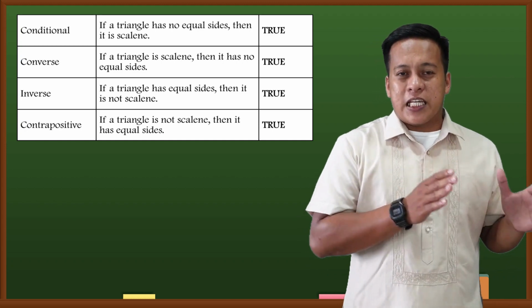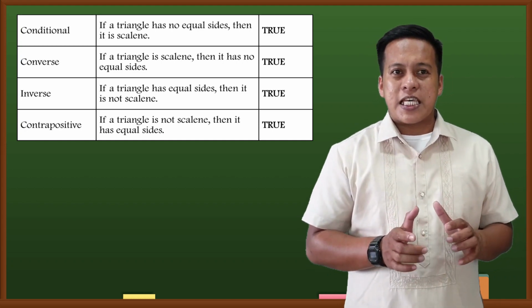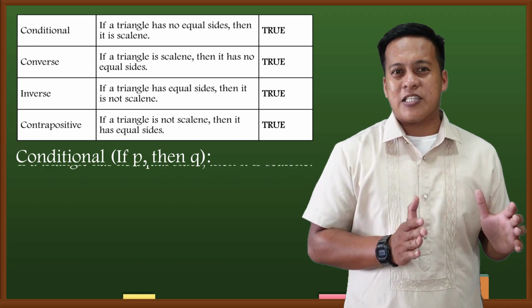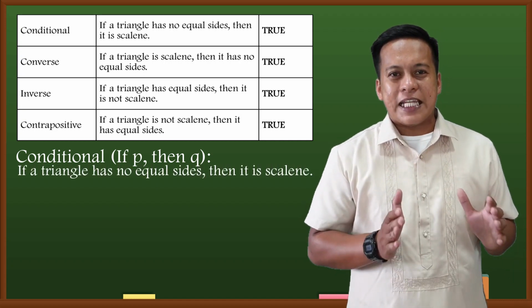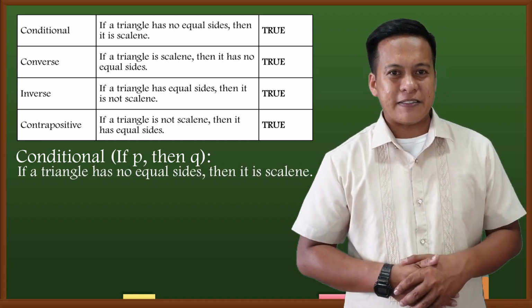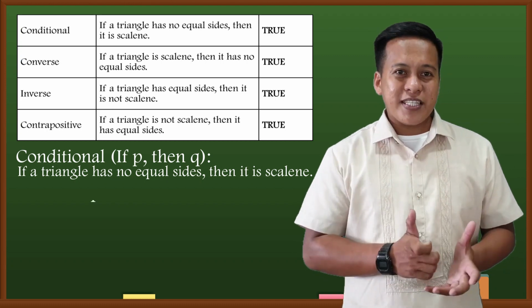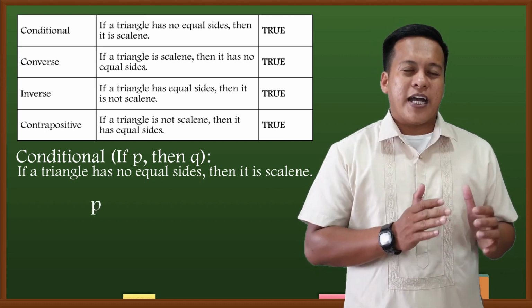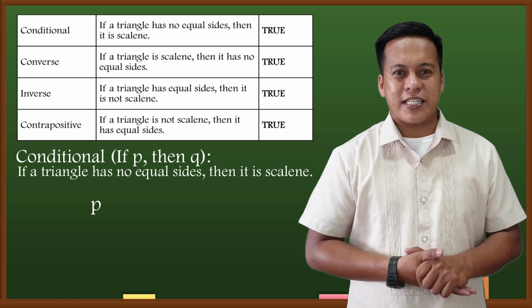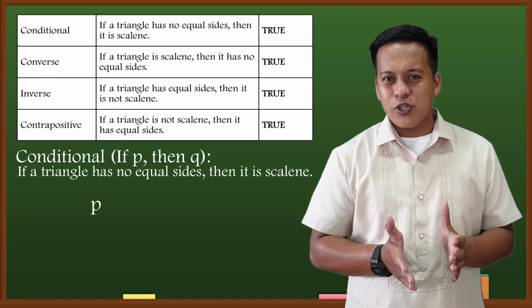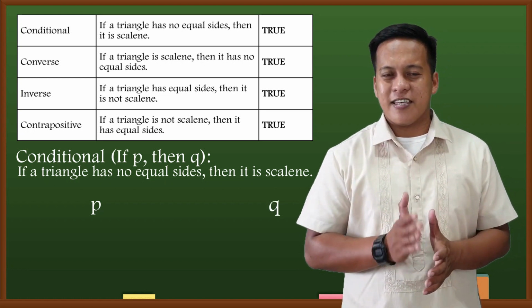Again, the given statement is, if a triangle has no equal sides, then it is scalene. The hypothesis is, a triangle has no equal sides. And the conclusion is, it is scalene.